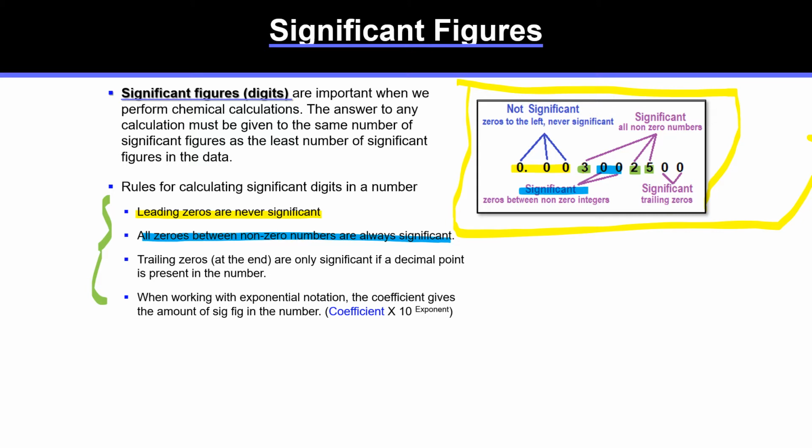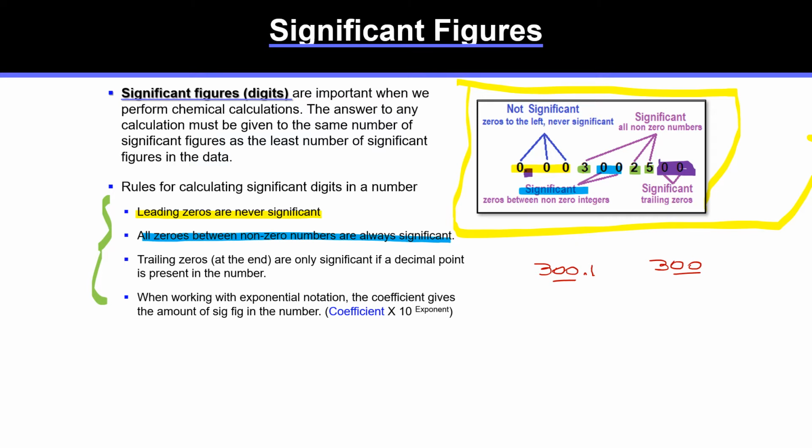The most complicated one for you is the trailing zeros. The trailing zeros are the zeros at the end of a number, and that is going to depend. They are going to be significant only if there is a decimal point, like in this case. So if we have, for example, a number 300.1, these two zeros are significant. If we have 300, these zeros are not significant.